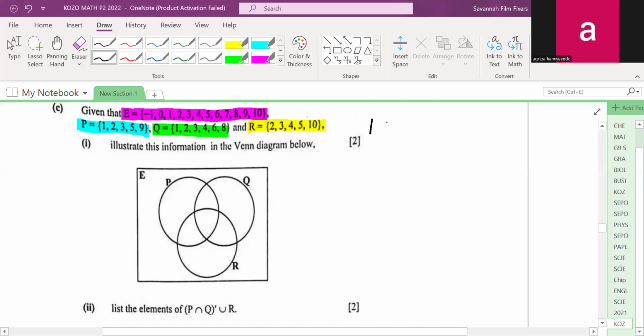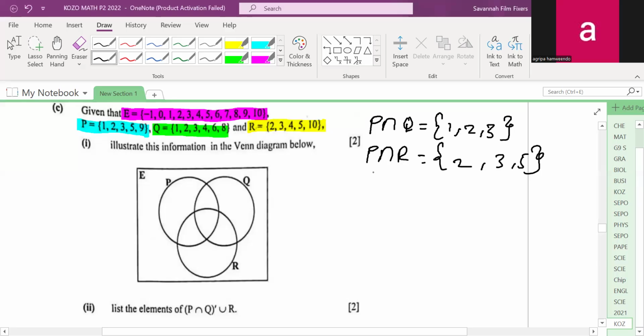If we say P intersection Q, we have got 1, 2, 3, right? Yes, great. Then if we say P intersection R, we have got 2, 3, 5. Great, excellent. Then if we say Q intersection R, because it's this side, we'll have 2, 3, 4, right?